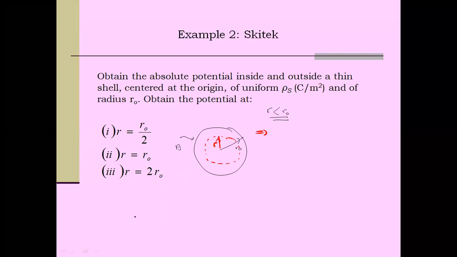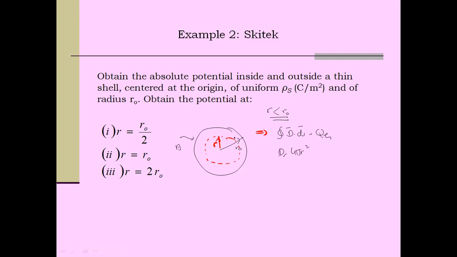Okay, and we can see that for this particular case, for the first region, R less than R naught, from D dot ds equals the enclosed charge. The enclosed charge is the charge inside the Gaussian, while D dot ds is at the Gaussian surface. We can see that the enclosed charge for this particular case will be equal to 0, and as such the vector D will be equal to 0 for the case of R less than R naught.